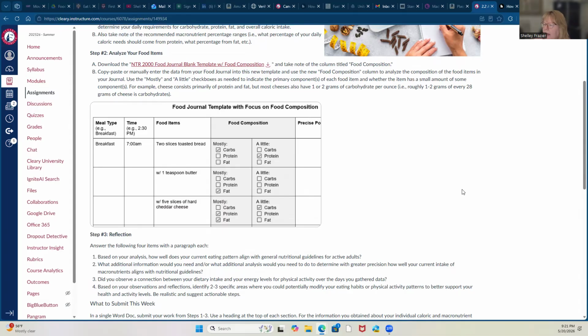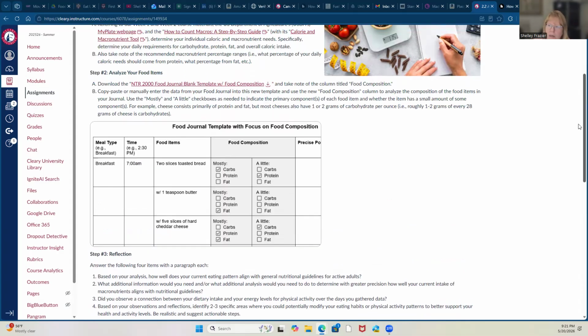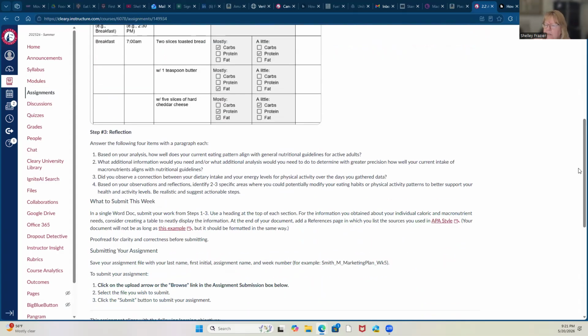And then it's pretty self-explanatory what you're going to do there. Okay. That's step two. Step three is going to be your reflection. On these ones, you're going to answer the following 4 items with a paragraph each. So I should have 4 paragraphs on this. Nice paragraphs. Remember, a paragraph is at least 3 to 4 sentences.